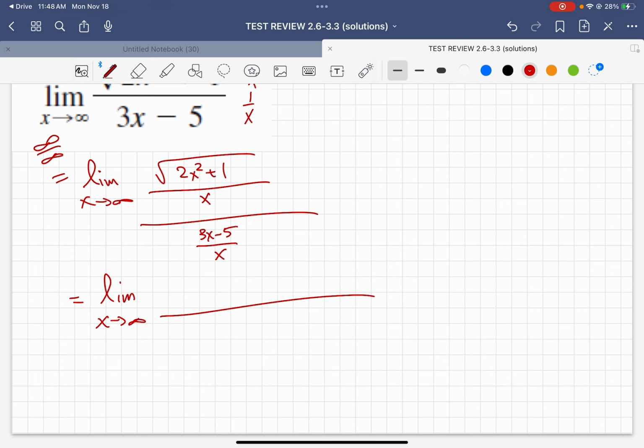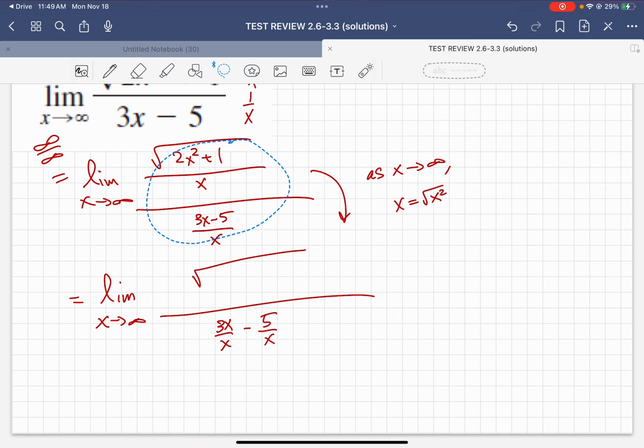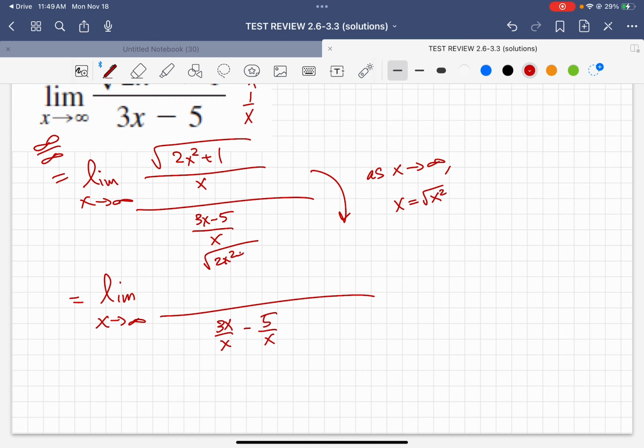Because, well, first off, on bottom you can write it as this minus this. And on top, as x goes to positive infinity, x can just be rewritten as the square root of x squared. So that means on top, this is just the square root of 2x squared plus 1 over the square root of x squared.